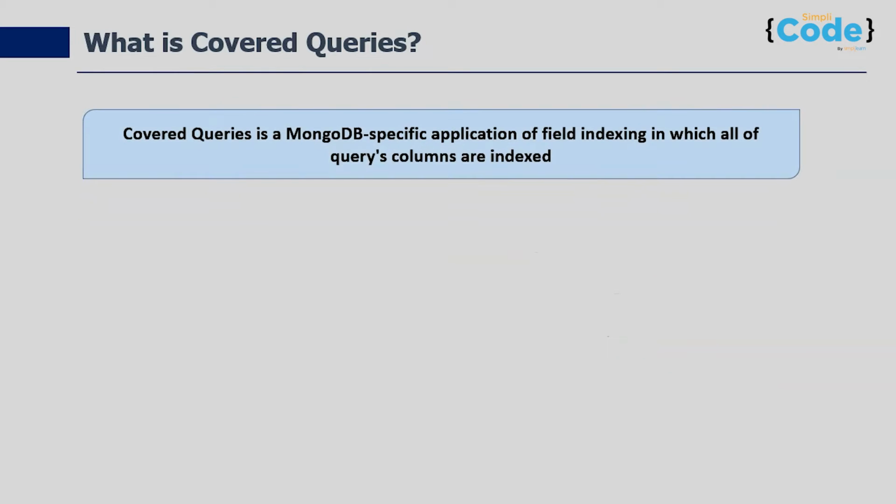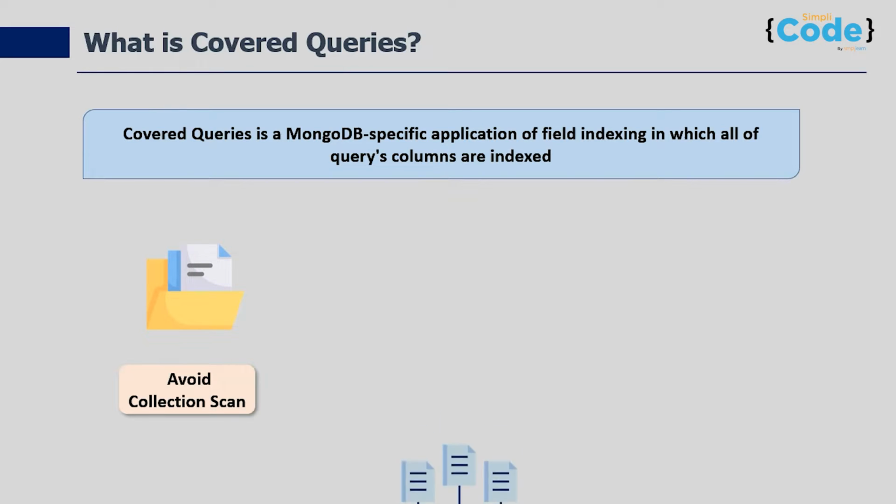Now, there is an additional part of indexing, that is covered queries. You've probably heard that column indexing is an excellent way to improve query performance by reducing the number of disk accesses that are required. Covered queries is basically a MongoDB-specific application of field indexing in which all the query columns are already indexed. It basically avoids collection scan just like normal indexing, so it allows the database to search through fewer documents to satisfy a query. Without an index, MongoDB has to scan through all the documents to ensure it has answered the query correctly.